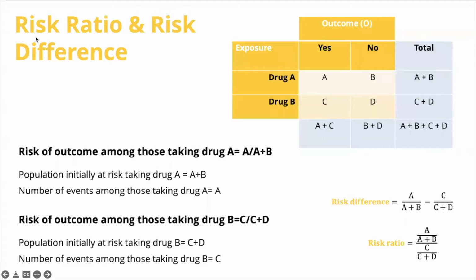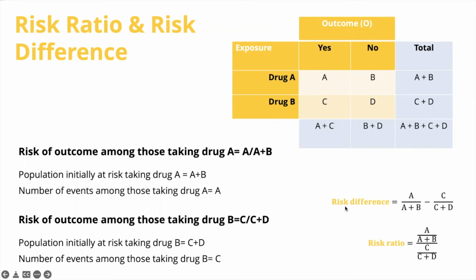So for a risk ratio and a risk difference, how we would go about calculating that: first of all, we would calculate the risk of the outcome among those taking drug A. That would be calculated according to our 2x2 table as A over A plus B, which is the total number of people with the event treated with drug A divided by the total number of people treated with drug A. Then you would calculate the risk of the outcome among those taking drug B. That would be C over C plus D. So this is the total number of people with the outcome who are taking drug B divided by the total number of people taking drug B. And that would be the risk in the drug B group.